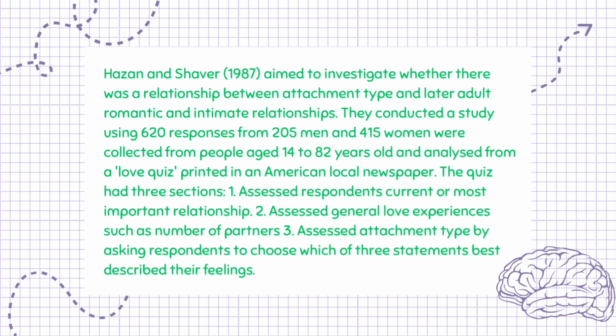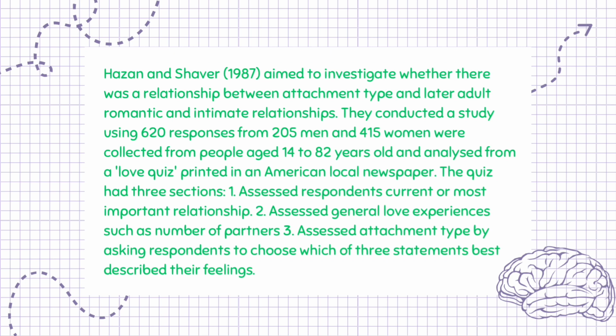Hazan and Shaver, 1987, aimed to investigate whether there was a relationship between attachment type and later adult romantic and intimate relationships. They conducted a study using 620 responses, from 205 men and 415 women aged 14 to 82 years old, collected and analyzed from a love quiz printed in an American local newspaper.